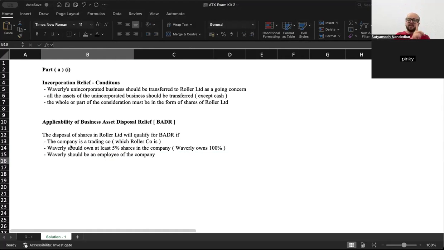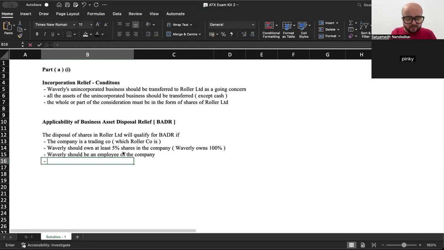But in this case, where the incorporation relief applies, that means earlier the sole proprietor or sole trader business was in Waverley's name. That business was transferred to Roller Limited, and he held all the shares in that company. So when incorporation relief applies and the transfer qualifies for it, you will automatically come to realize that he was holding on to the unincorporated business earlier. The entire business was transferred to a company and then he held on to the shares of that company for 6 months.